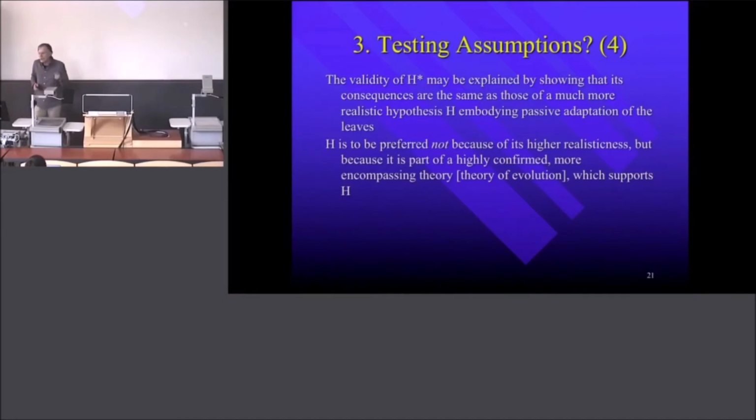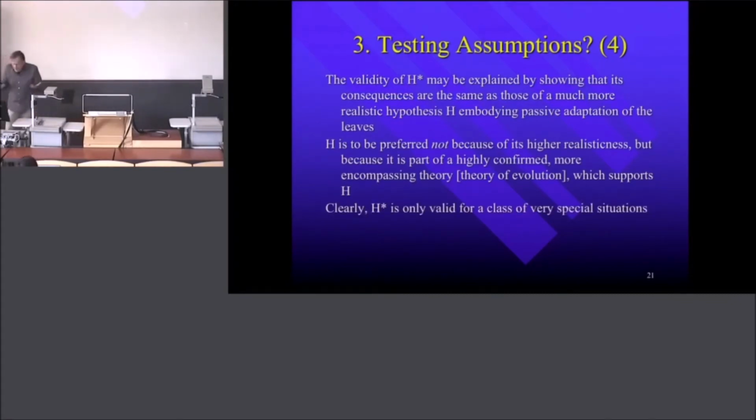And then H is to be preferred not because of its higher realisticness. So this is also very strange at the first moment, isn't it? You shouldn't prefer H, the real evolutionary explanation for the distribution of the leaves, because it's more realistic, but he says, because it's part of a highly confirmed, more encompassing theory, namely the theory of evolution, which supports H. So if you say, why do I like H better than H star, realisticness is not the most important argument, but the argument that it's embedded in a bigger theory. So it gets theoretical support from the theory of evolution, whereas this counterfactual theory is not embedded in such a theory, but it somehow only emulates the result of selective processes in the theory of evolution.